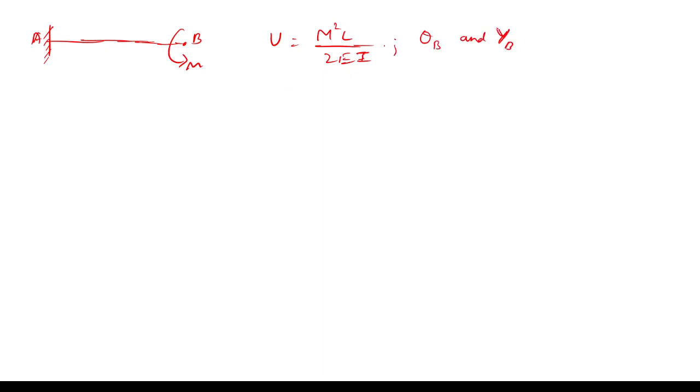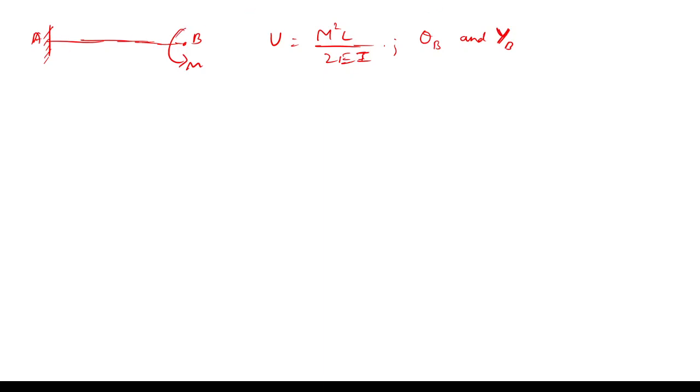So let's take this problem. This is the moment direction I have given. This is A, B. Can you say what the strain energy is for this? It is M square L by 2EI. Simple, right? Because here it is a constant bending moment. So here I can only find theta B and YB, not the slope and deflection at any other point.